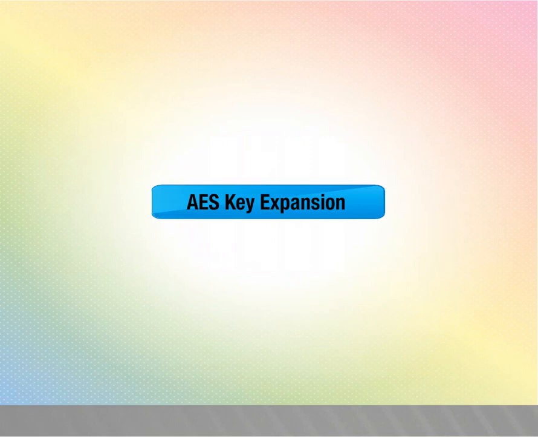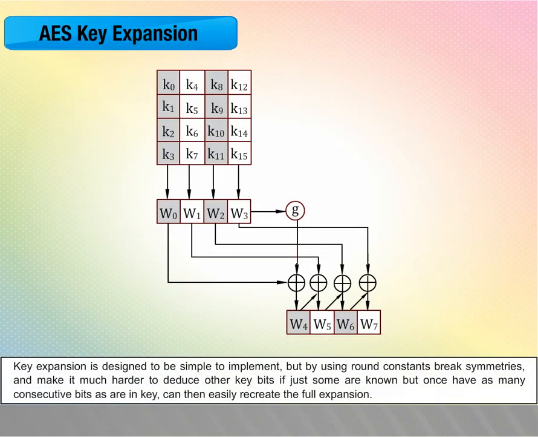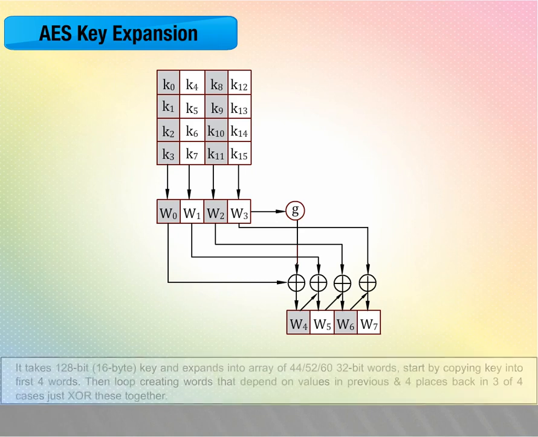AES key expansion. Key expansion is designed to be simple to implement, but by using round constants it breaks symmetries and makes it much harder to deduce other key bits if just some are known. But if one has as many consecutive bits as are in the key, one can then easily recreate the full expansion.